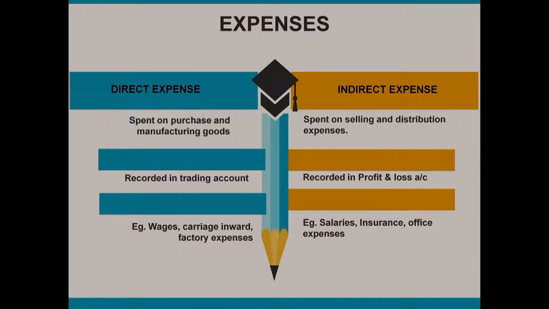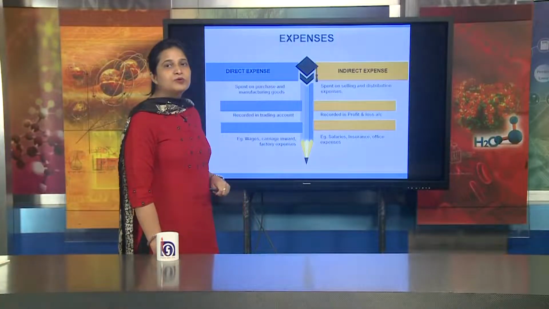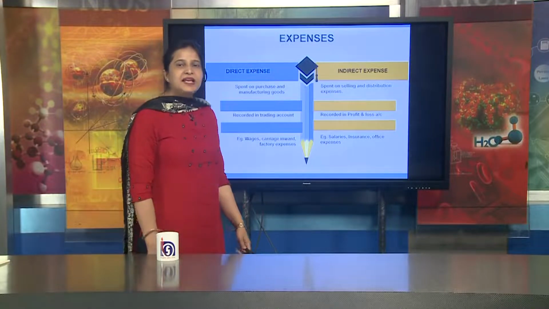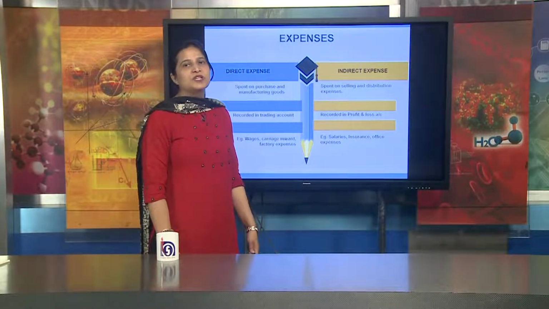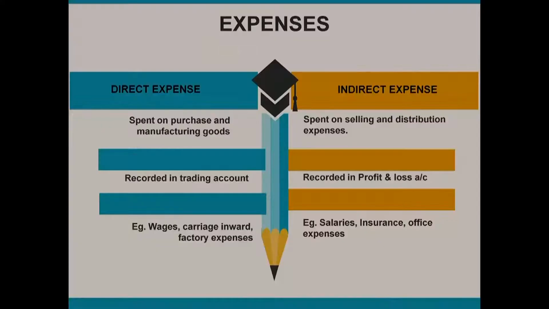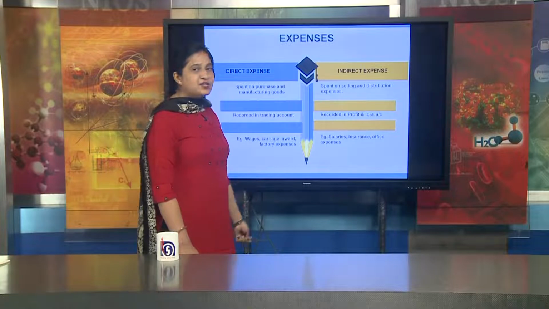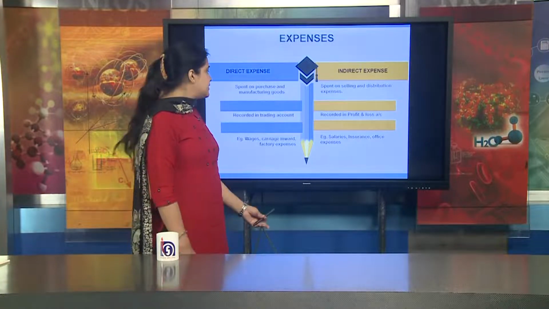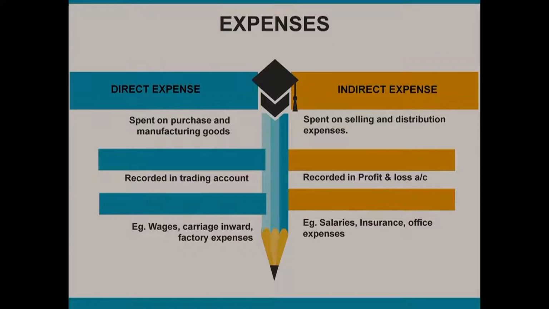So whatever we spend on the purchasing of goods and manufacturing of goods, those are direct expenses, while the amount that we spend on selling, advertising and distribution of goods, those are indirect expenses. Direct expenses are recorded in the trading account, and indirect expenses are recorded in the profit and loss account. Next, what can be the examples? Wages, carriage inward, factory expenses, these all are direct expenses, and salaries, insurance, office expenses, they all are indirect expenses.